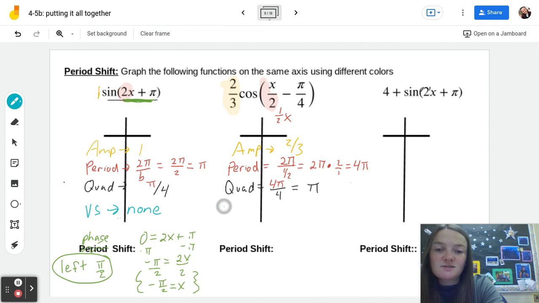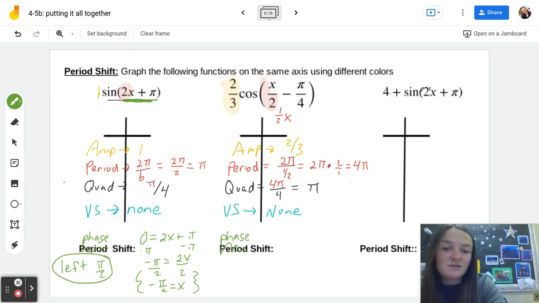All right, second to last one here, the vertical shift. Is anything being added or subtracted to the outside of the function? The answer is no, there is no vertical shift here, which just leaves me with a phase shift. So the phase shift is going to be when I set the inside of my function equal to 0. So 0 is equal to x over 2 minus pi over 4.